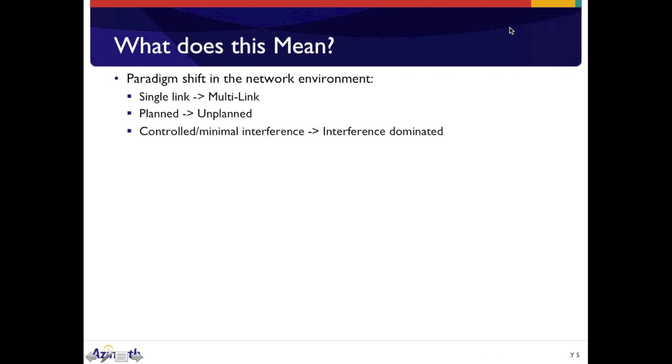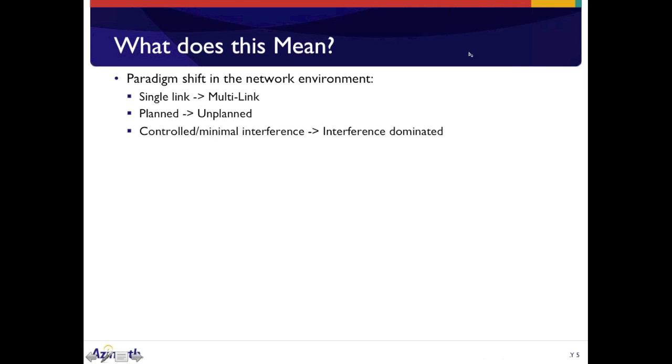So here we have the main shifts in the network environment. We've gone from a single link, meaning that the handset is connected to one base station, to the possibility of connecting to multiple component carriers on the same base station, as well as the possibility of connecting to component carriers in geographically different locations.